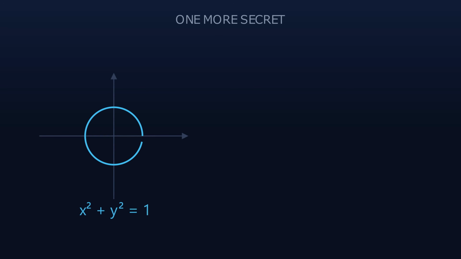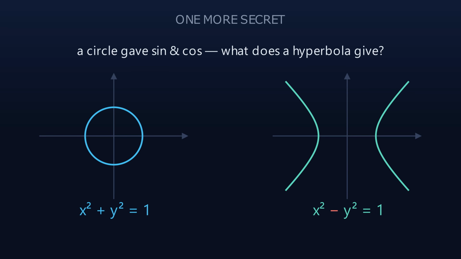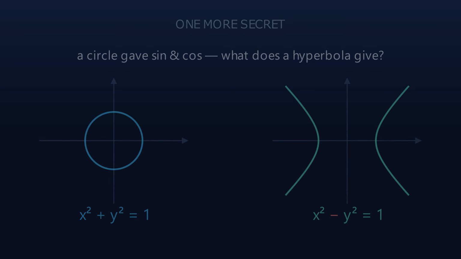One more secret. Our sine and cosine were born from a circle, the equation x squared plus y squared equals 1. But there's another famous curve that looks almost identical with just a single sign flipped. X squared minus y squared equals 1. A hyperbola. So here's the natural question. If a circle gave us sine and cosine, what does a hyperbola give us? It gives us their twins, the hyperbolic sine and hyperbolic cosine, spoken as sinh and cosh.